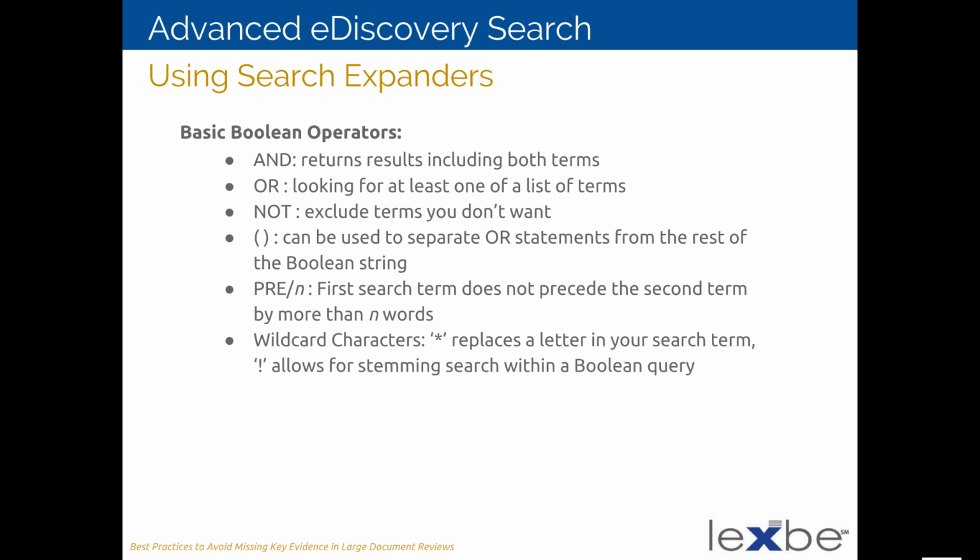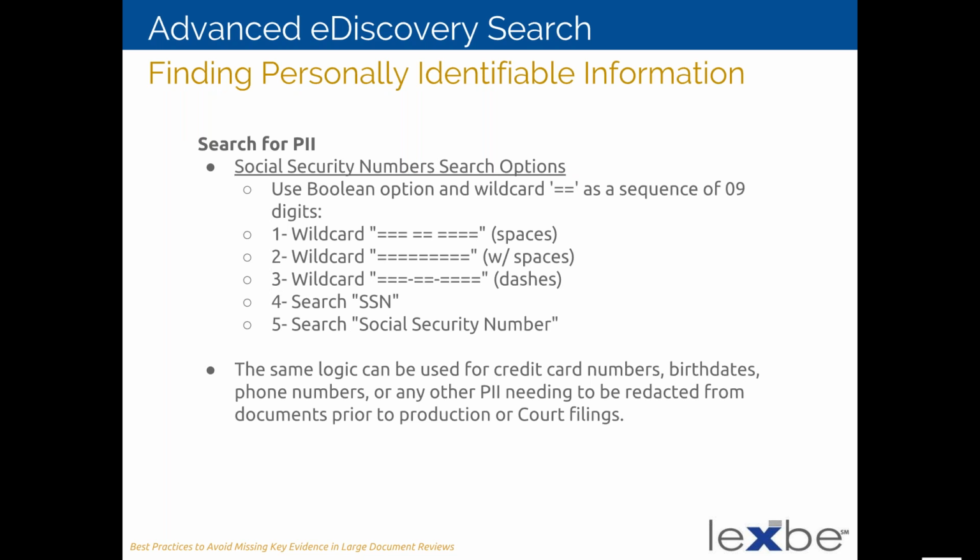You can also use your review platform to search for PII, or personally identifiable information. So those of you that practice in all of the courts, but especially the federal courts, know the importance of redacting this PII prior to doing your e-filing in the court. So a way that you can use wildcards and the Boolean operators like we talked about, the equal sign here can be used as a numerical wildcard. So you can search for things like social security numbers, credit card numbers, birthdays, and then you can find where those sequences of numbers exist and redact them prior to exchanging discovery or e-filing with the court.